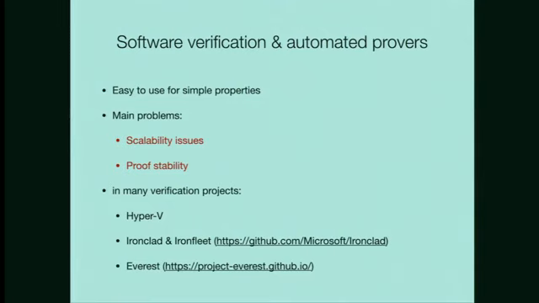And this was an issue in many verification projects, like Hyper-V, a hypervisor, something that runs between the hardware and the operating system. And Ironclad and IronFleet, the last two are open source. You can go there and check the source code of these tools. But this is a recurrent issue. Proof stability and scalability are two big issues. One of the main problems is that these automated reasoning tools like Z3 are like black boxes.